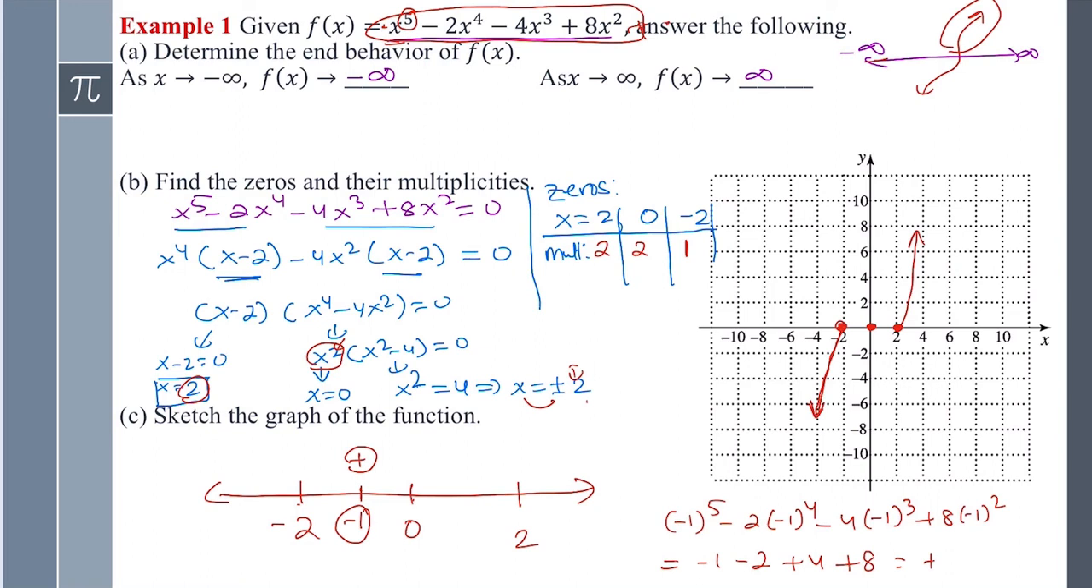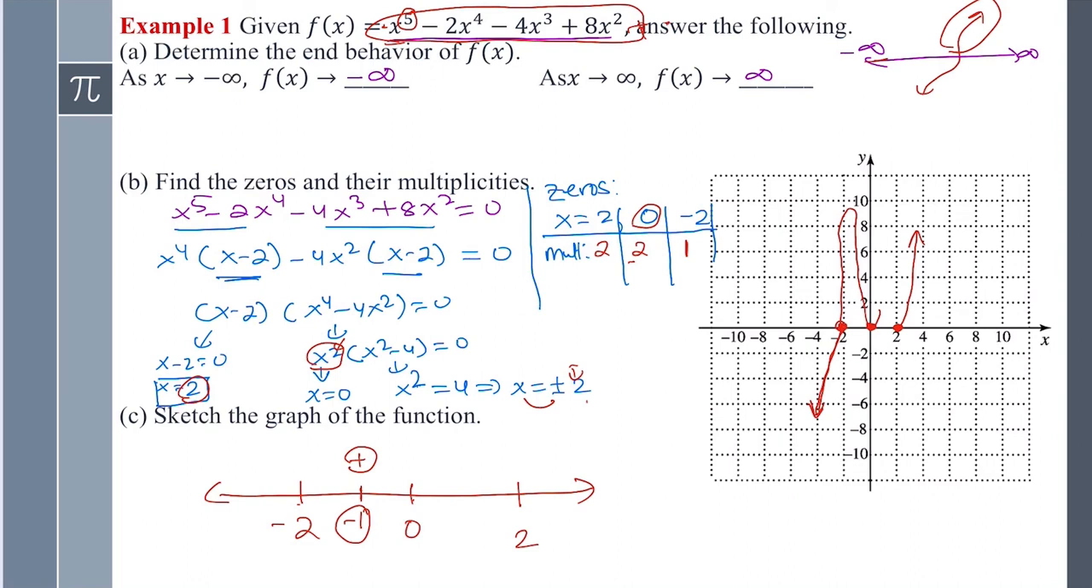I don't know exactly how far it goes, but it goes up here and then comes down to the other zero. Now at 0, the multiplicity is 2. That means it's not going to cross the x-axis. It will go back like this. But now we need to figure out how far that goes. So for that we'll pick a number between 0 and 2. Let's just pick the number 1 and plug it into our function.